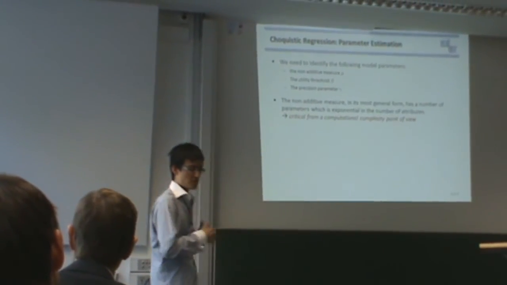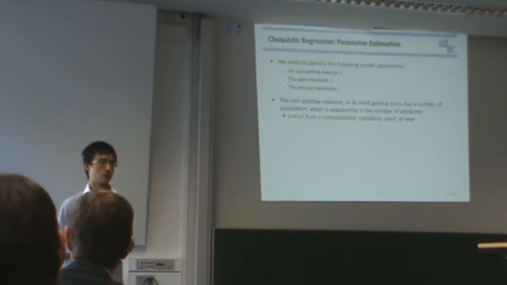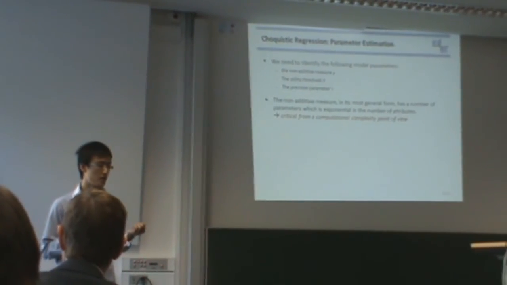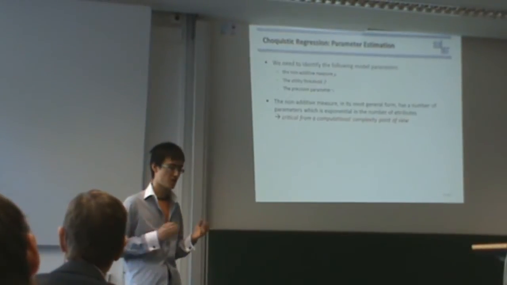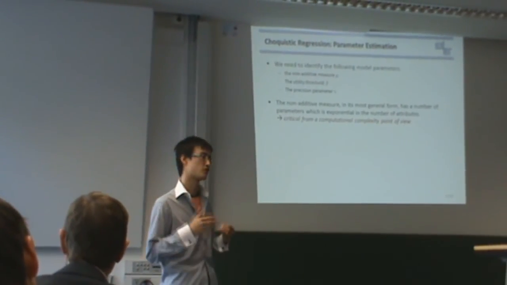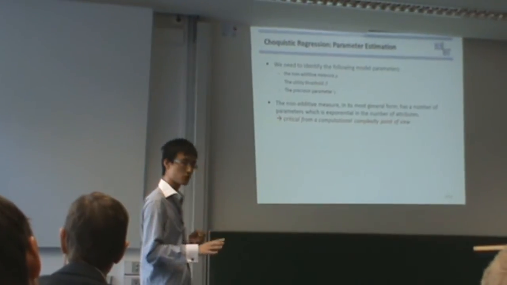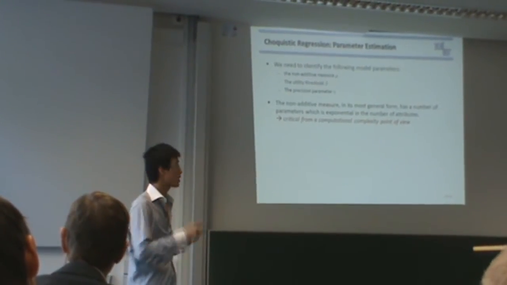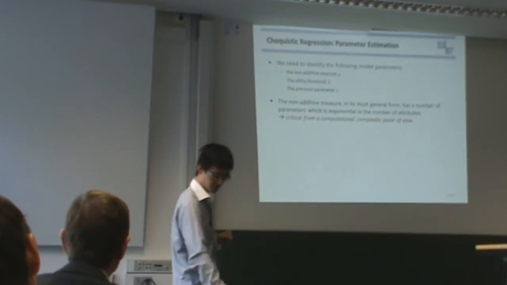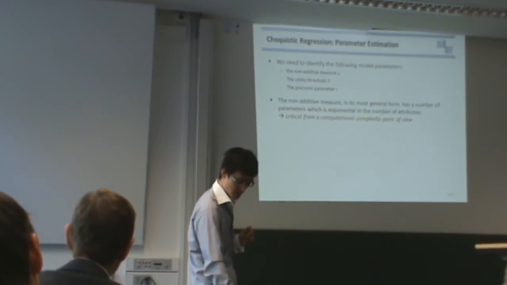I just want to mention that in the most general form, the measure can have a number of parameters which is exponential in the number of attributes. Of course, it brings some computational challenges. But this is not the focus of the talk here. I will come back to this point at the end of the talk, in like 2 minutes.